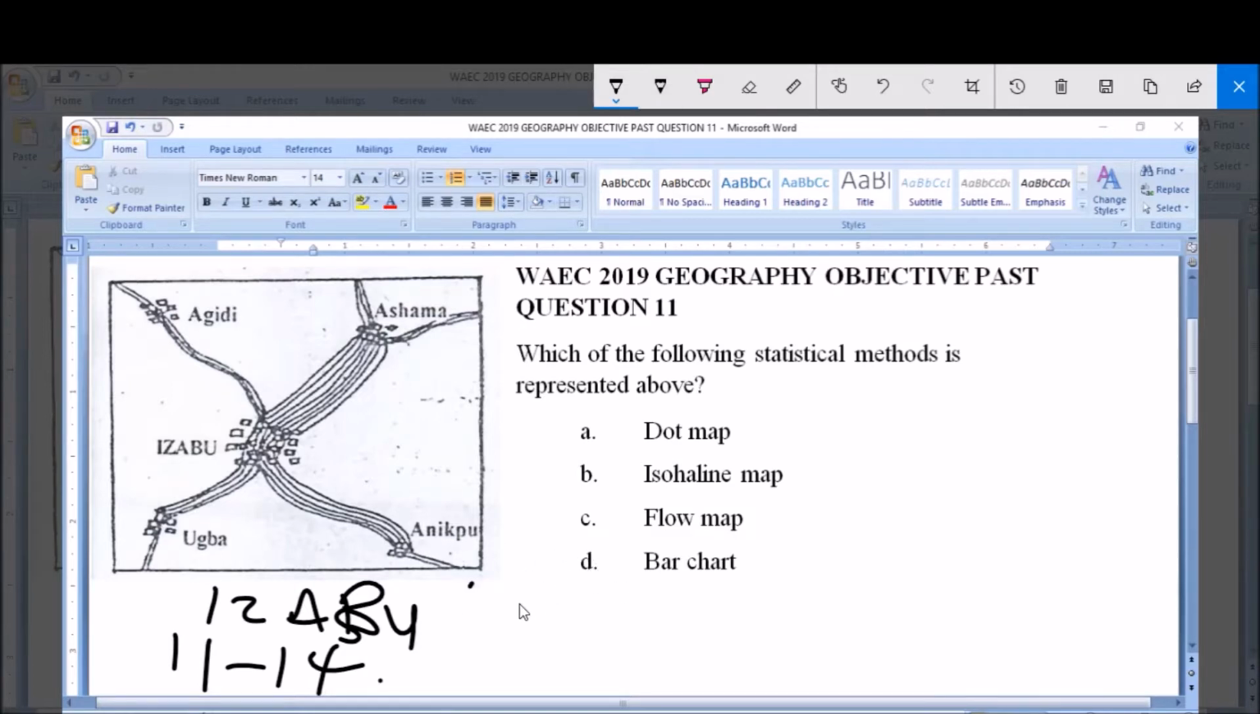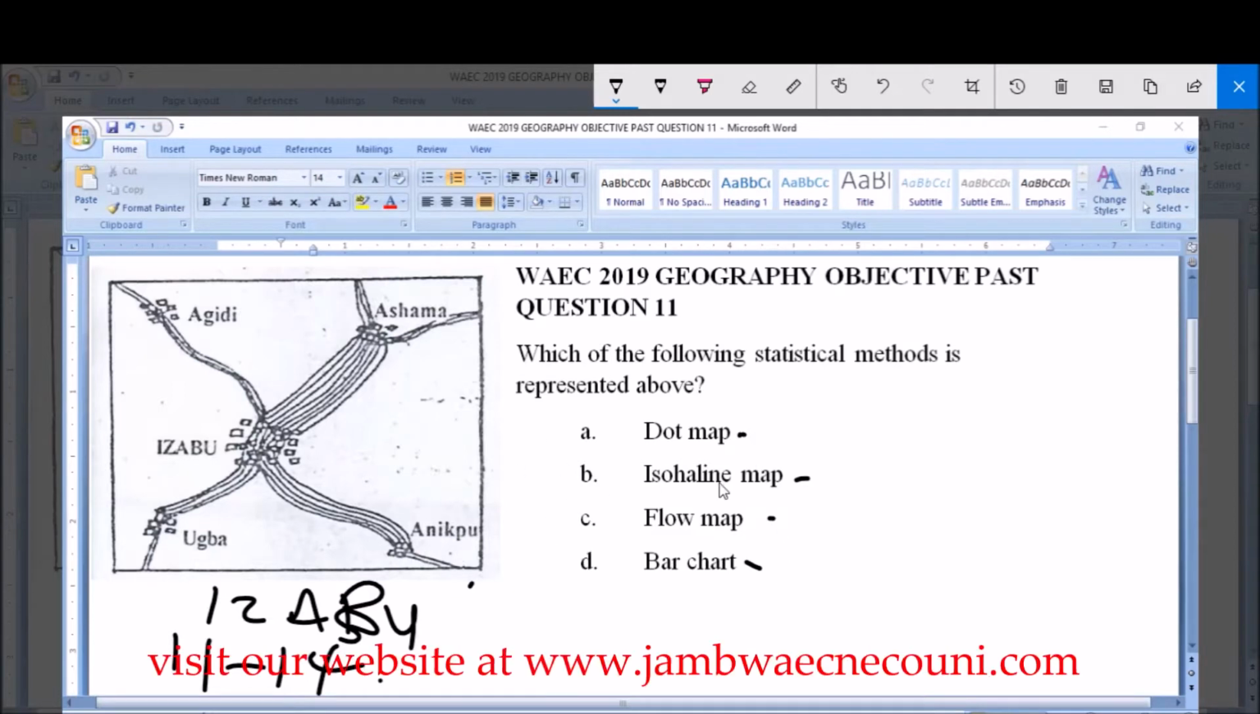A. Dot map, B. Isohaline map, C. Flow map, D. Bar chart. So to answer this question, we'll look at the best way we can define each of the options, and then we'll see which one matches the description given to us here.